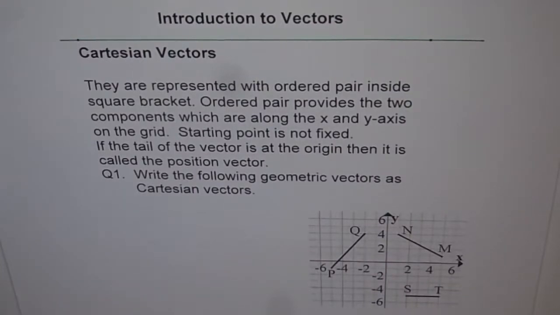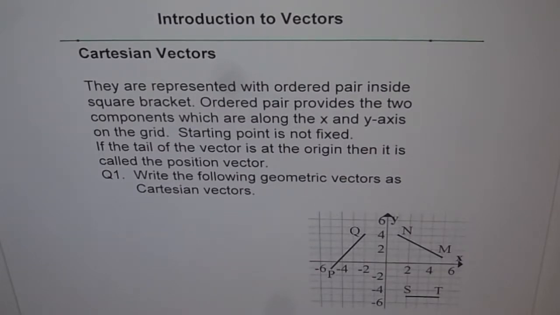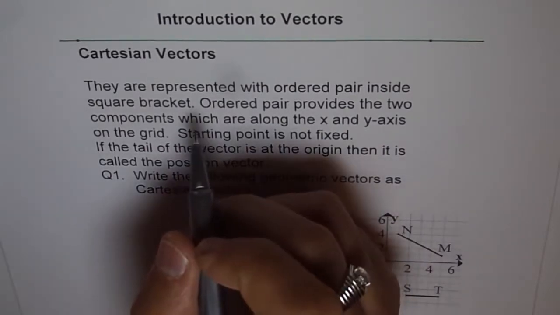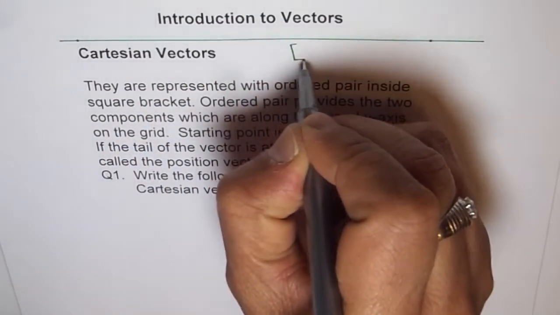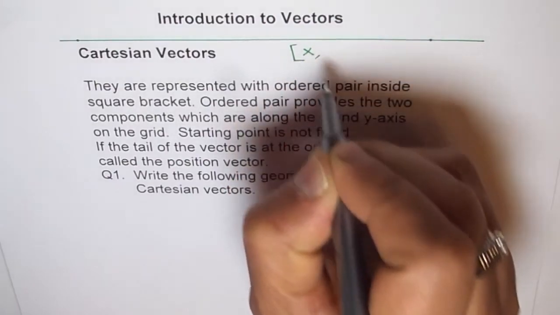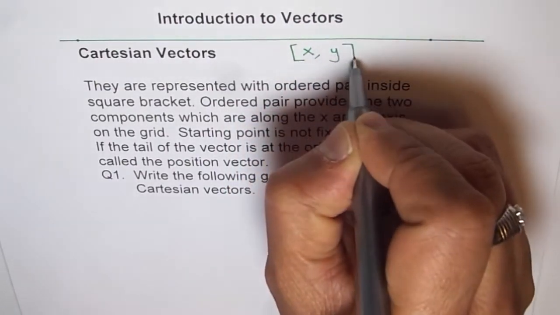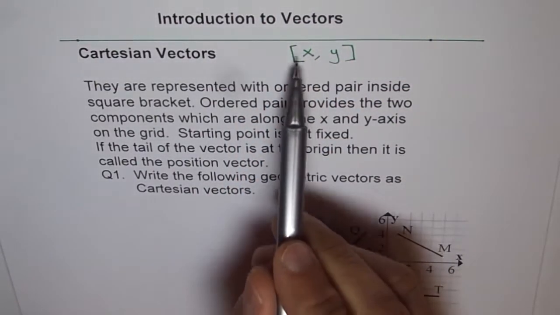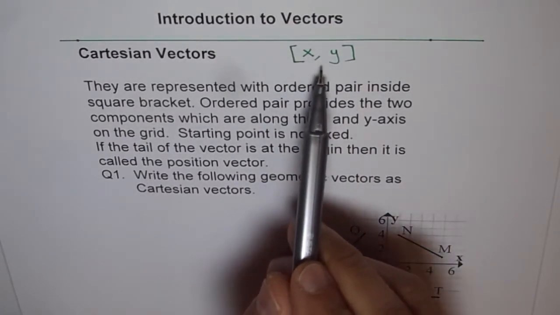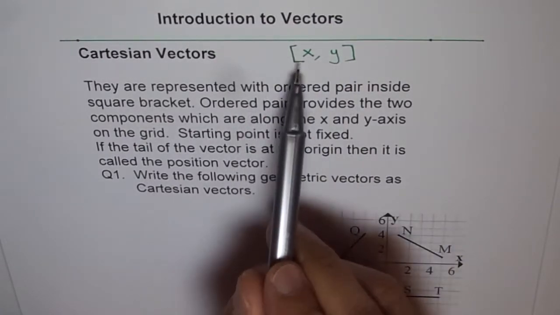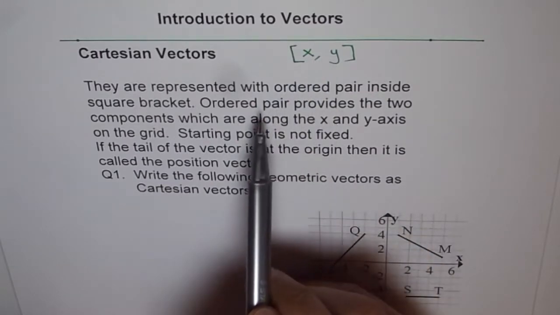Introduction to vectors. Now, let's understand how to represent vectors as Cartesian vectors. What we normally do is write Cartesian vectors in square brackets, where we write the x component first and then the y component. Remember, it is the square brackets which specify that it is a Cartesian vector: x value and y value.